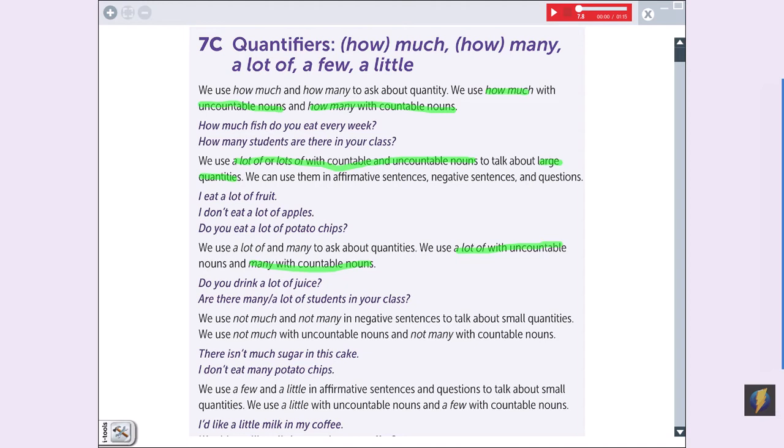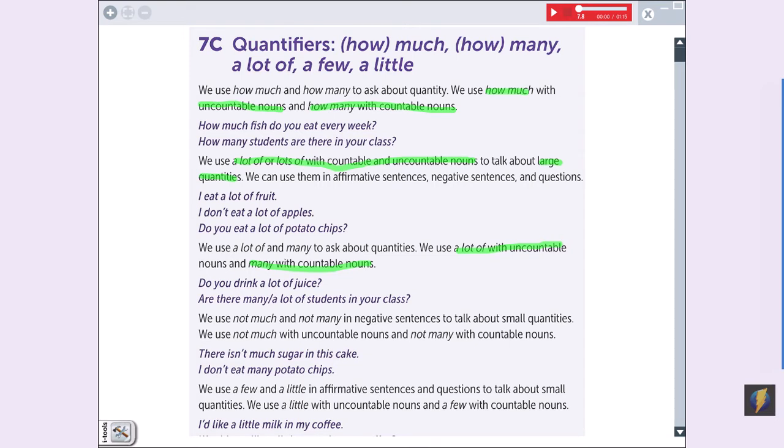So we use not much and not many in negative sentences to talk about small quantities. Like I don't have much money, for example. I don't have many brothers or sisters. We use not much with uncountable nouns and not many. Many siempre se utiliza con countable y much, en cualquiera de sus formas, se utiliza con non-countable.